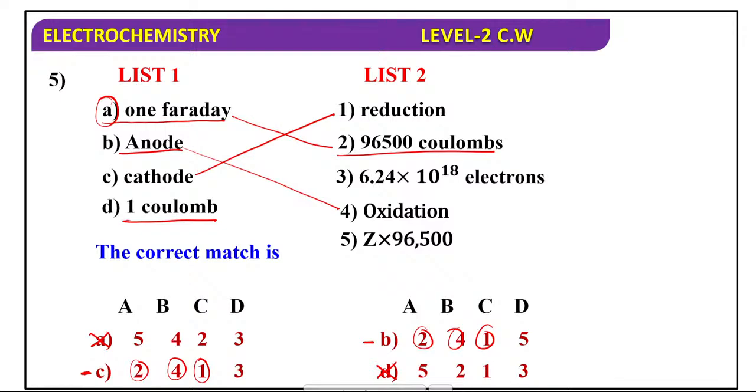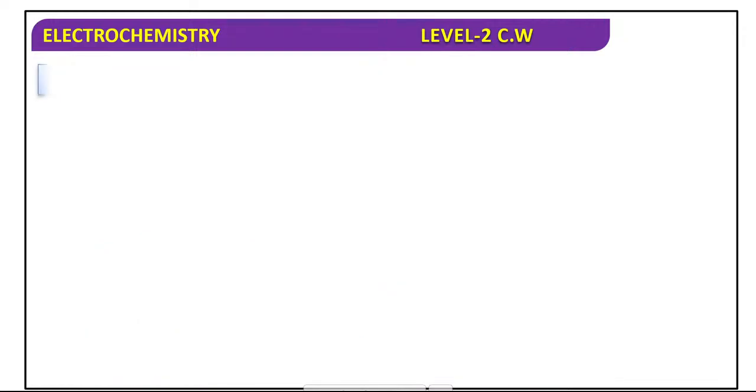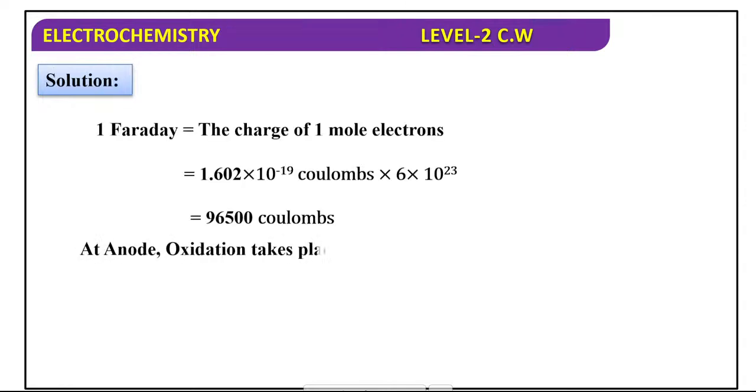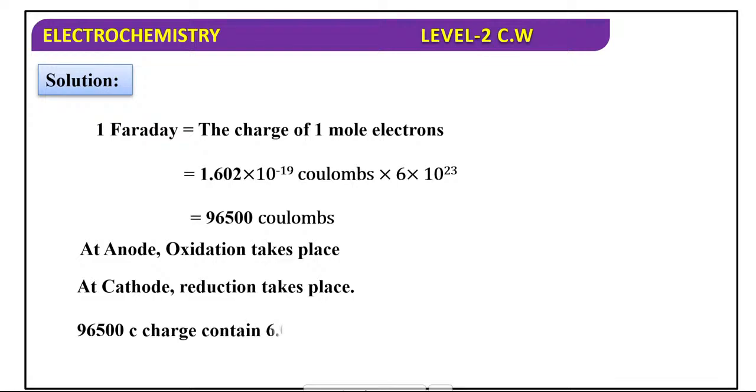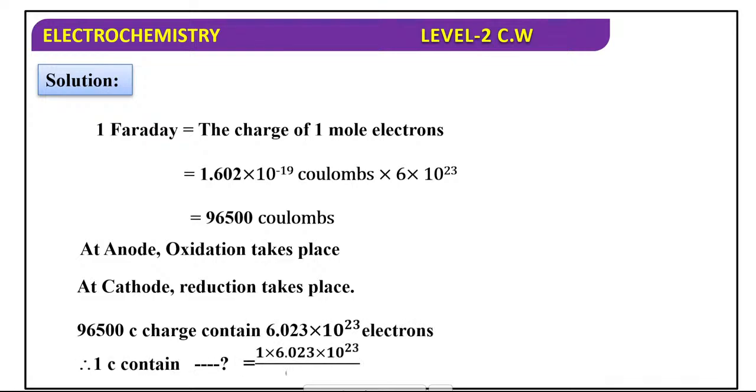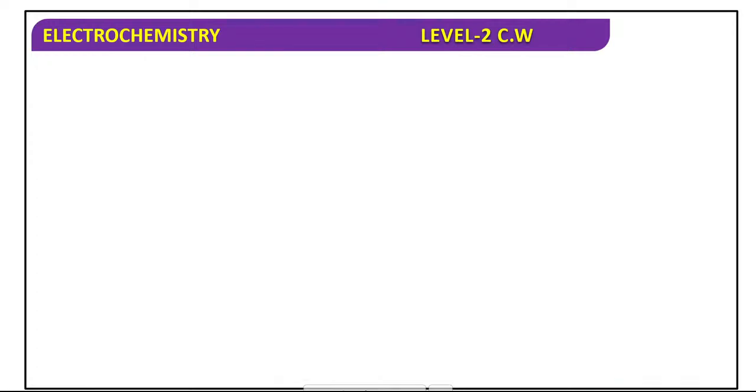1 Faraday is the charge of 1 mole of electrons. At the anode oxidation takes place, at the cathode reduction takes place. You know 96,500 coulomb charge contains 6.023 into 10 power 23 electrons. So 1 coulomb contains 6.24 into 10 power 18 electrons. So that means option B is correct.